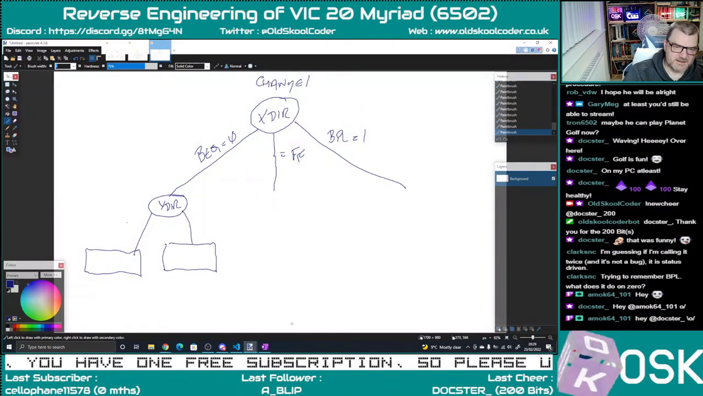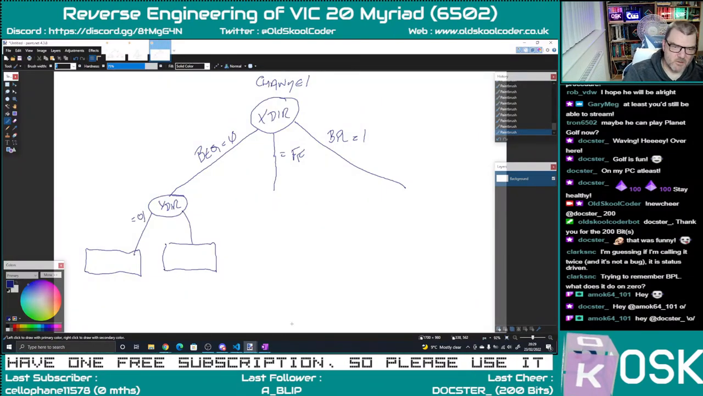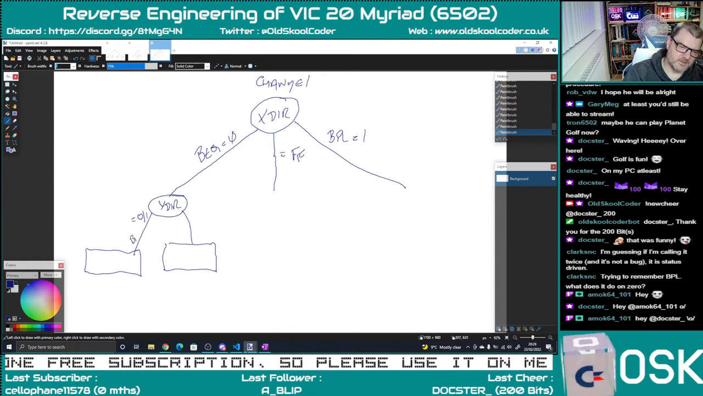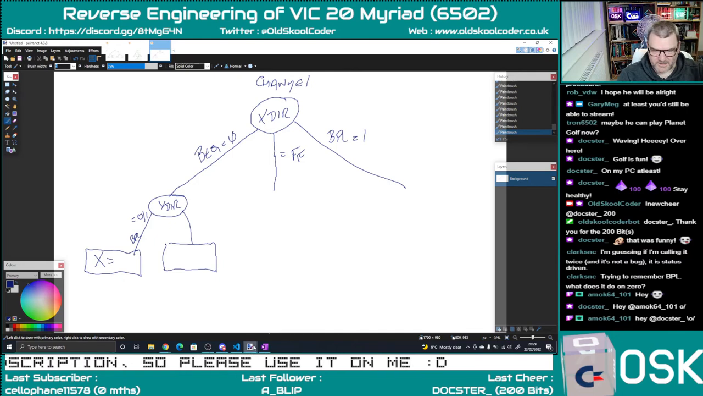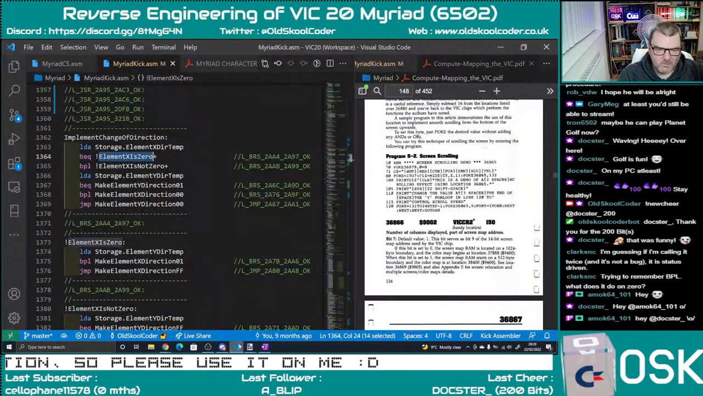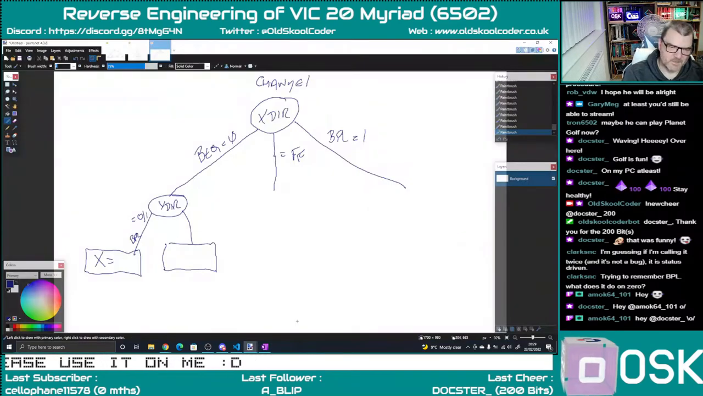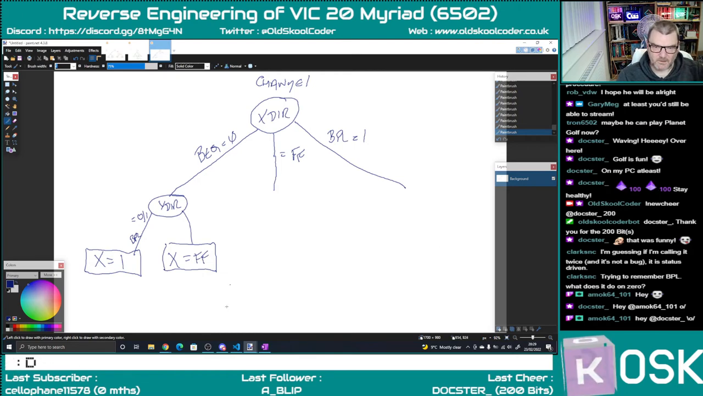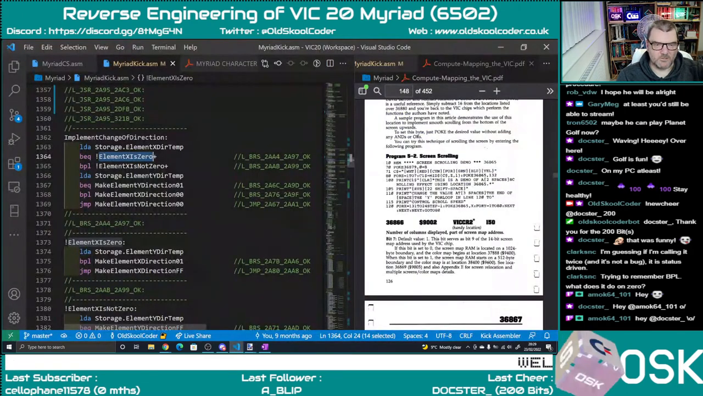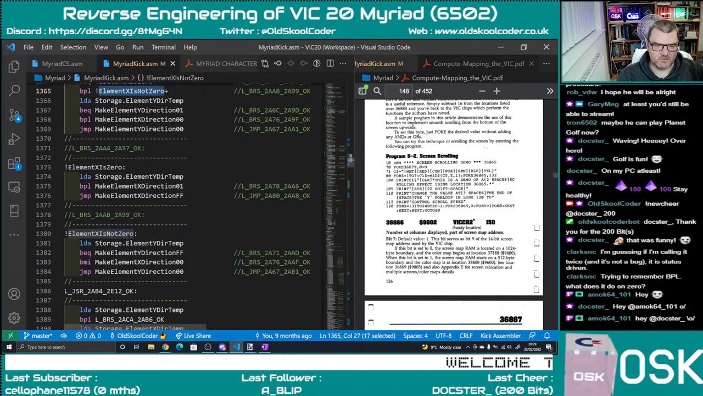So this is equal to 0 or 1, branch if plus, where X equals, I think it was 1, yeah. X equals 1, and this one was X equals FF. So that was the branch if equal. The branch if plus is where it's not equal, which is down here.